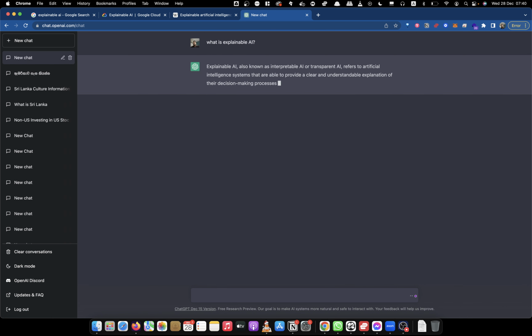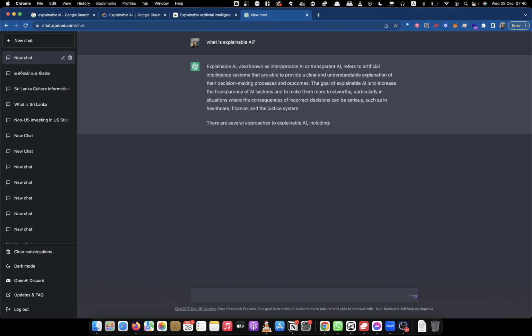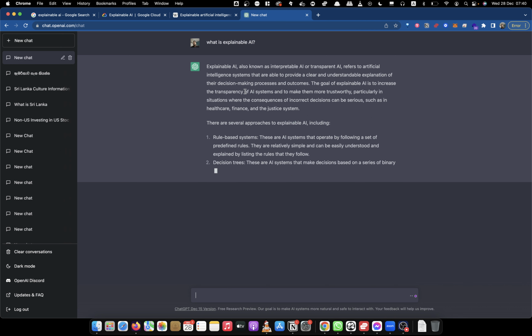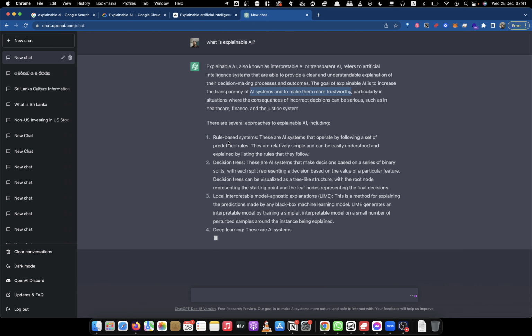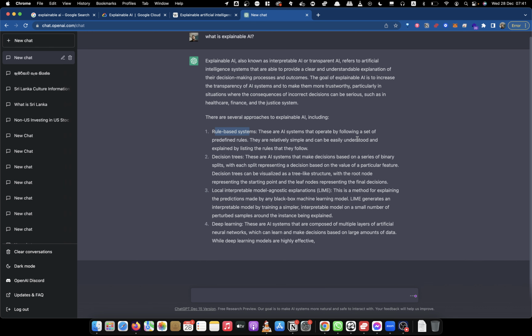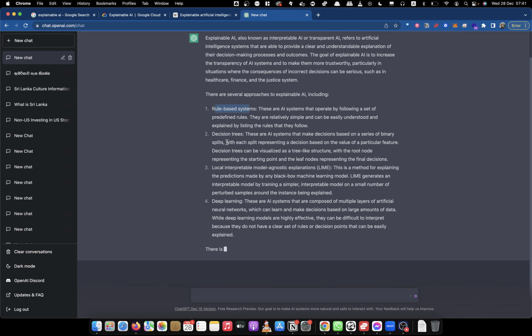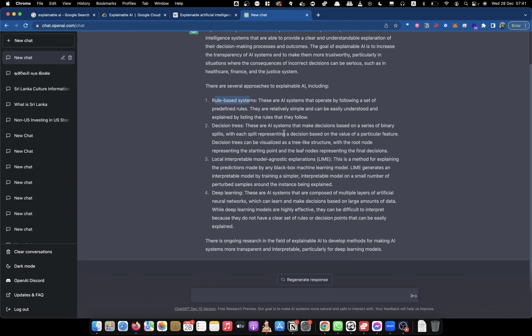It says interpretable, transparent AI refers to artificial intelligence systems that are able to provide a clear, understandable explanation of their decision making process and outcomes. The goal of that is to increase the transparency of AI systems. That's cool, and more trustworthy in particular situations. There are several approaches to explainable AI. Rule-based systems, these are AI systems that operate following a set of predefined rules. Decision trees, these are AI systems that make decisions based on a series of binary splits. And local interpretable model agnostic explanations.